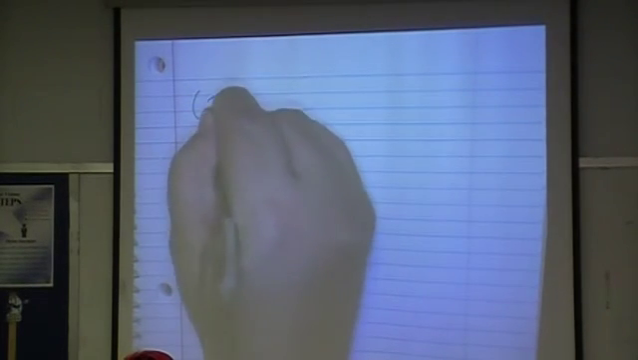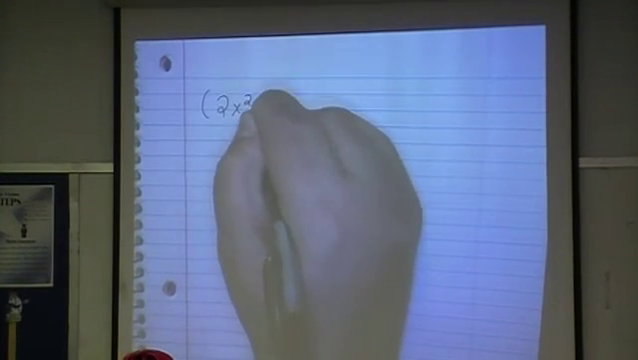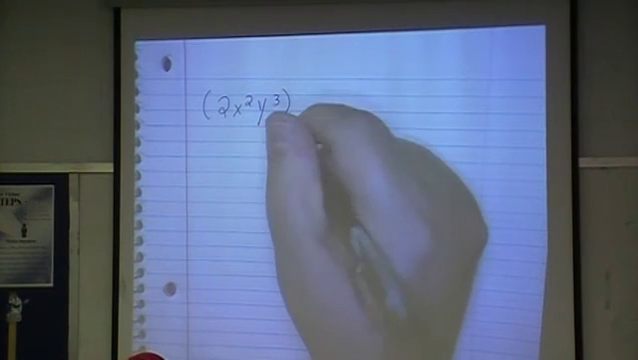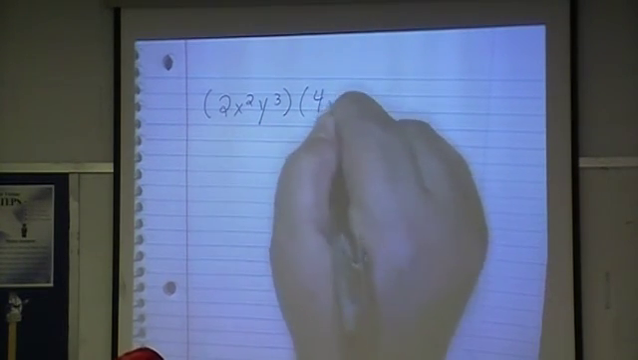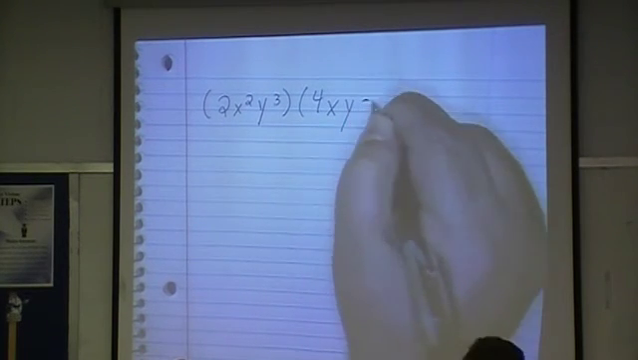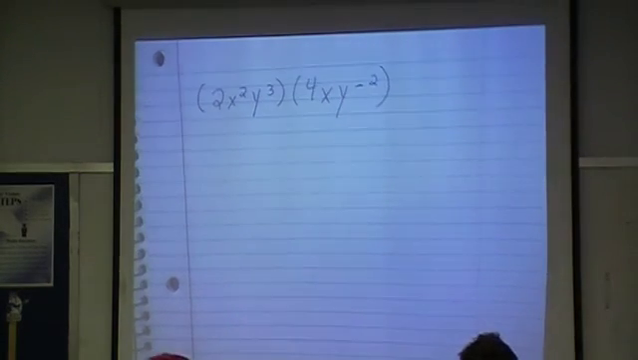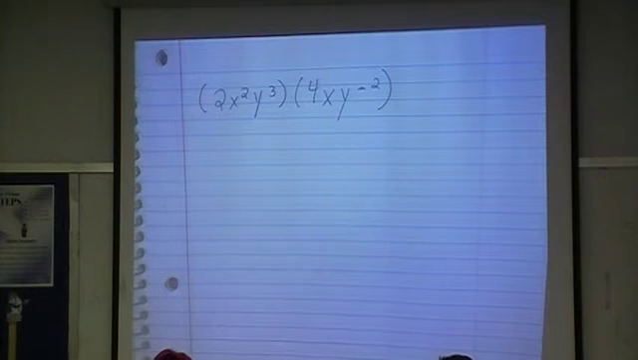Alright, so 2x squared y cubed. This is an EOG style question right here. They're confused because you just said 1 and it's -7. The answer is -7. Time out. Let's go back.